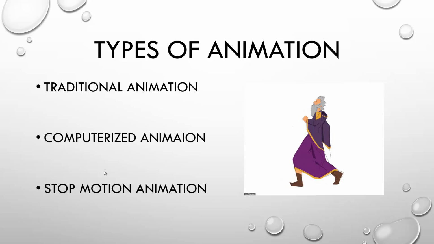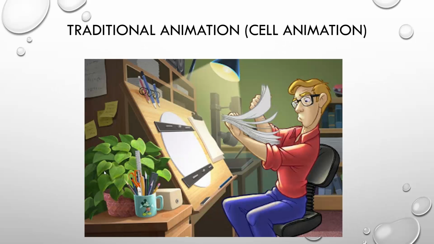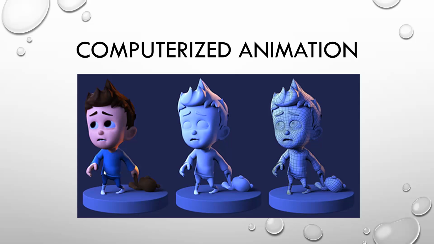So traditional animation basically uses paper and pencil. This is also known as cell animation because it uses transparent celluloid sheets to show multiple layers of drawing. Computerized animation requires computer software, and it could be either two-dimensional or three-dimensional animation.